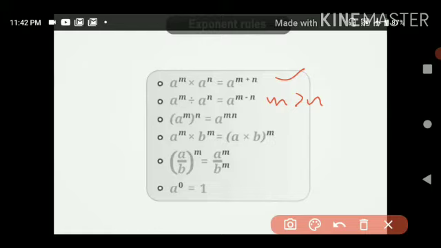Next, a raised to the power m multiplied by b raised to the power m is equal to a into b raised to the power m. A upon b whole raised to the power m is equal to a raised to the power m upon b raised to the power m. And finally, a raised to the power 0 is equal to 1.